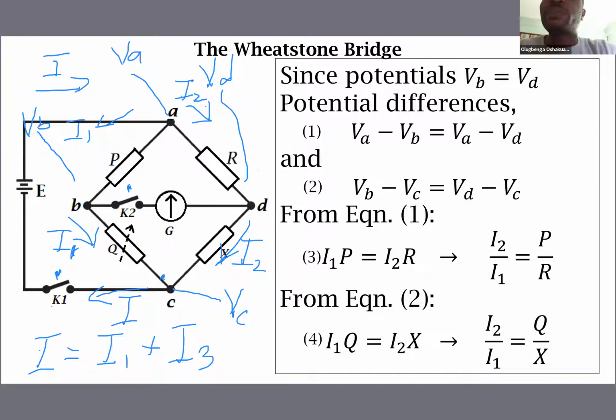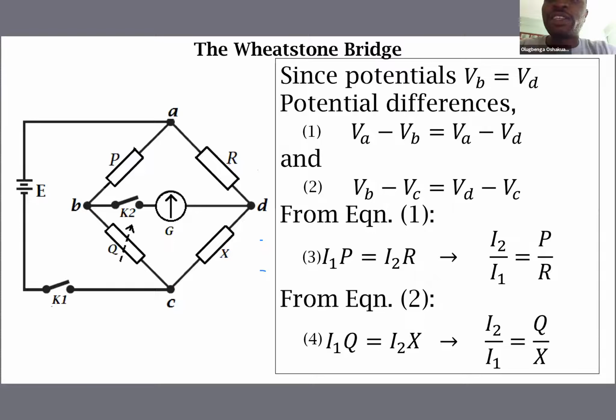Since, when the bridge is balanced, let me clear the screen so that it will be a bit neater. When the keys are closed and Q has been adjusted such that there is no deflection on the galvanometer, meaning that the Wheatstone bridge is balanced, the potential at point B is equal to the potential at point D, VD. Let me make the D a bit smaller to look like V subscript D.